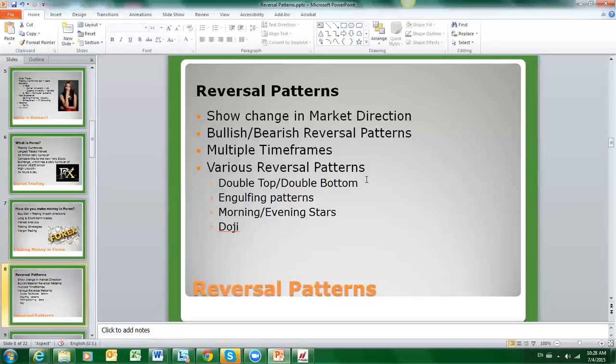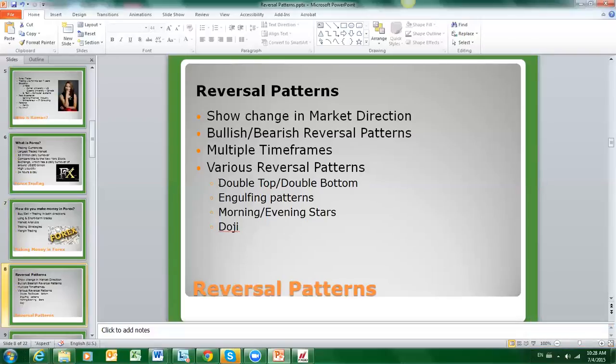And then there are different types of reversal patterns. First is double top, double bottom. These are the ones that we will cover today. We also have engulfing patterns. There's morning and evening stars. There's dojis. So there are different types of patterns that you can use in your trading.